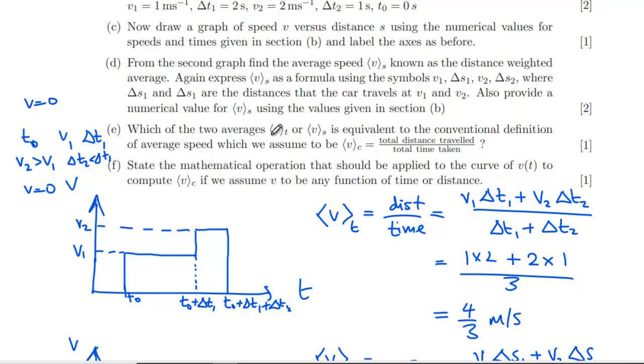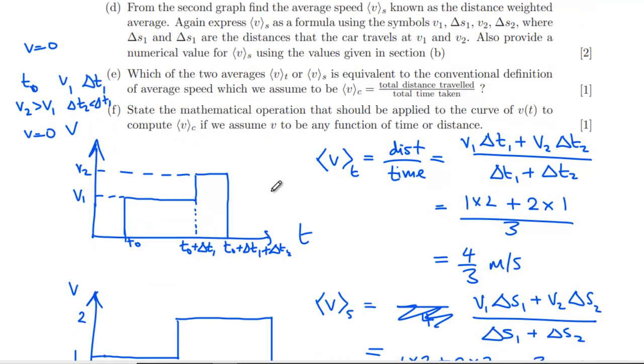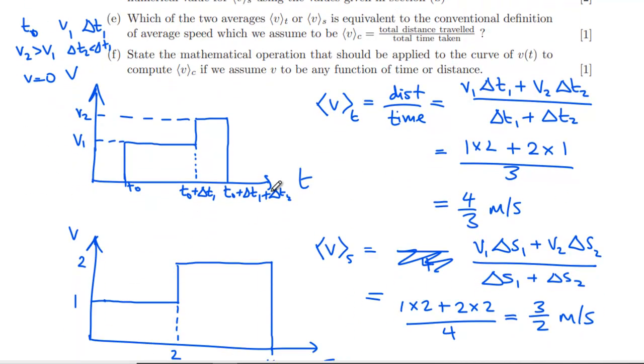Which of the two averages, time weighted or distance weighted, is equivalent to the conventional definition of average speed, which we assume to be total distance travelled over total time taken? Well, that's what we just called it here. So that for E is that. That's what we want our answer to be. It's the VT. That's what we normally do. We never do this weird distance stuff.